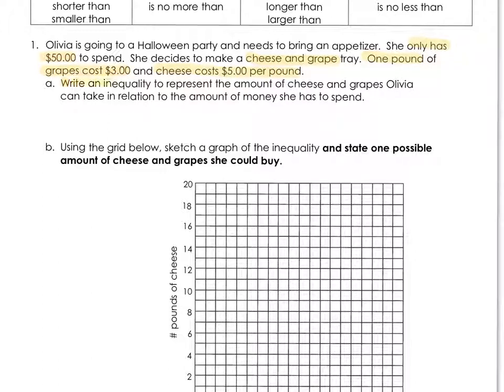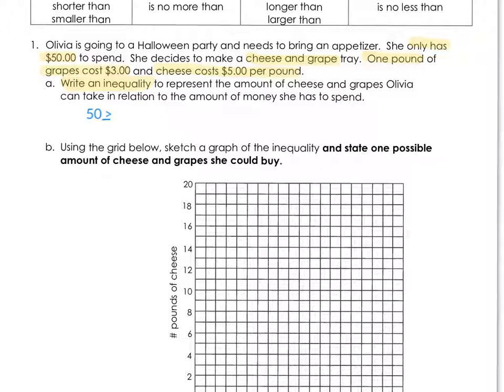We want an inequality, so they're telling us that it's an inequality to represent the amount of cheese and grapes Olivia can take in relation to the amount of money that she has to spend. Well, we know that she can only spend $50. She could spend all 50 or she can spend less, but she can't spend more than that. So the amount that she spends has to be less than or equal to 50. So I wrote that as 50 is greater than or equal to.